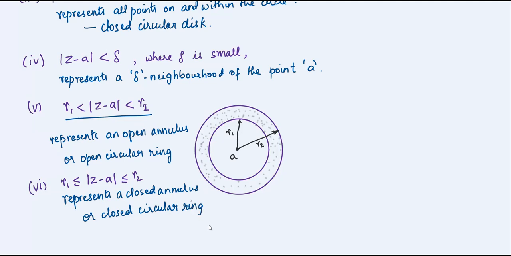So the difference between the first and the second is, in the first one, Z would take values only in between these two circles, those points that lie only in between these two circles. But in a closed circular ring, Z takes values that are on the circle. So Z can be those points which are lying on the inner circle and the outer circle.